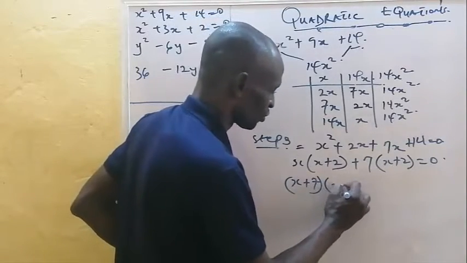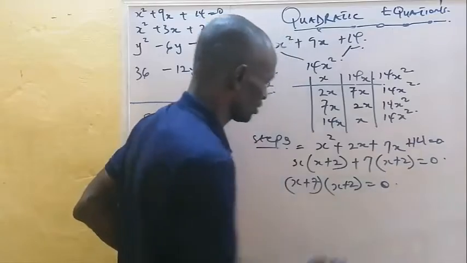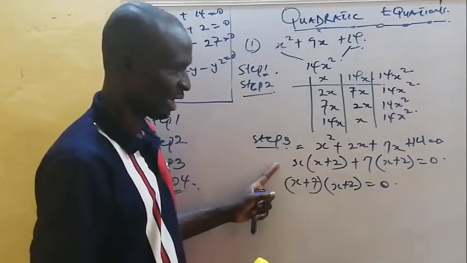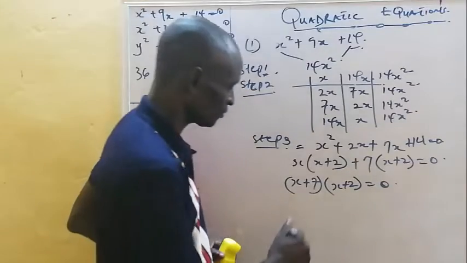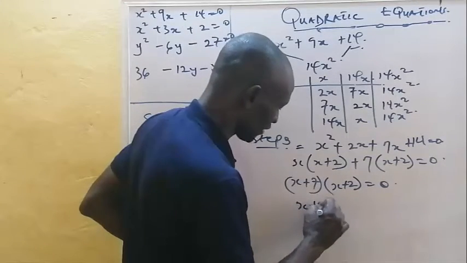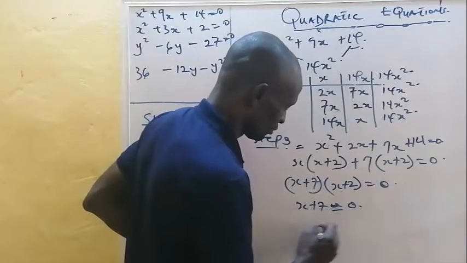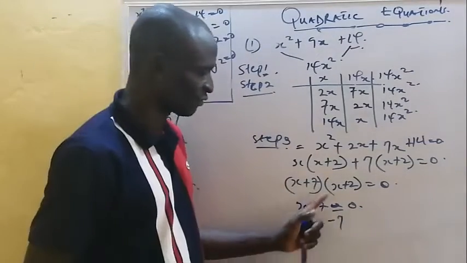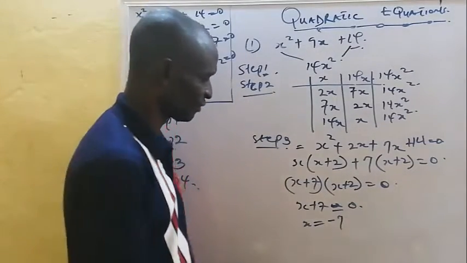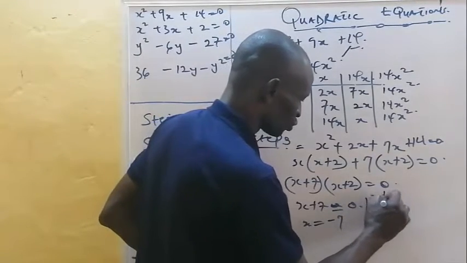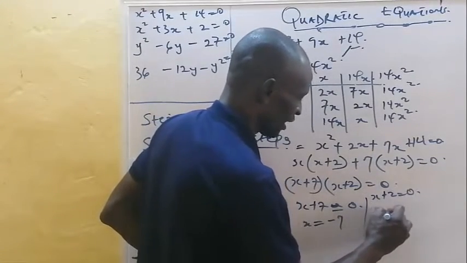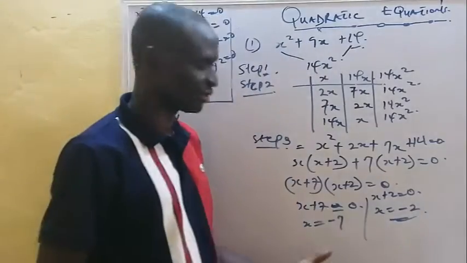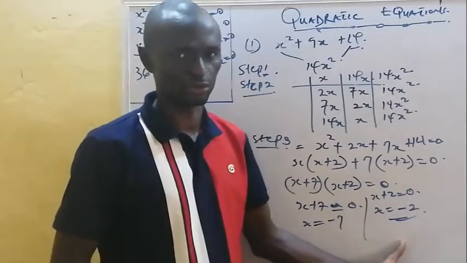Pick one of the x plus 2. x plus 2 is equal to what? 0. Already I'm in step 4. I have factorized. So that x plus 7 is equal to 0. x is equal to minus 7. Take 7 to the other side to become negative. If x plus 2 is equal to 0, x is equal to minus what? 2. So that my x is equal to minus 7 or minus 2.